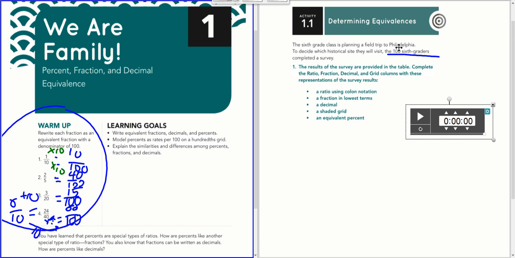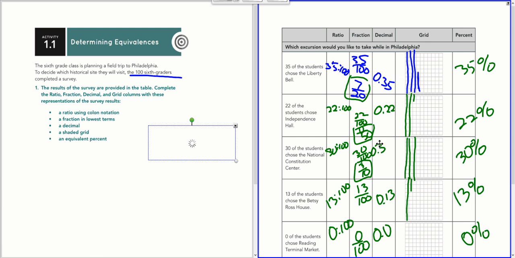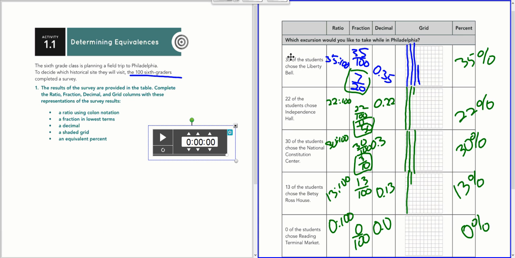Okay? And then we looked at this scenario, the survey of 100 sixth graders, where they would want to go in Philadelphia. All right? So 35 of the students chose the Liberty Bell, so we would write a ratio of 35 to 100. And as a fraction, we write that as 35 over 100, and then we simplify it, because that's what it says to do over here in lowest terms, into 7 over 20, and then the decimal would be 0.35, or 35 hundredths, and then we would shade in 3 10 groups and 5 ones for 35, and then the percent, as we find later, is 35%.